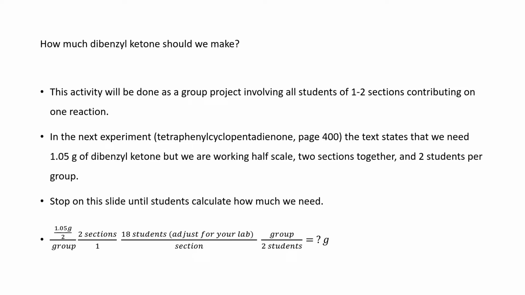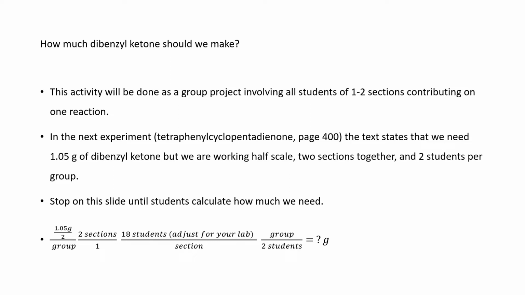We're going to do the experiment in two sections, and each section has 18 students, where in each section there will be groups with a maximum of 1 to 2 students per group. From the experiment for synthesis of tetraphenylcyclopentadienone, the experimental procedure says we need about 1.05 gram of diphenyl ketone.